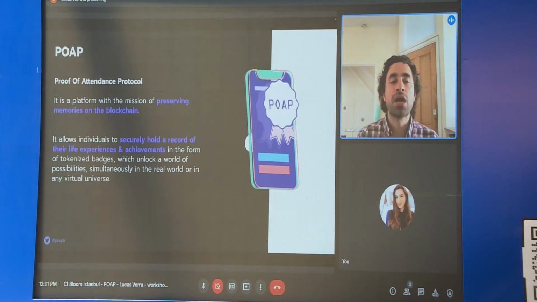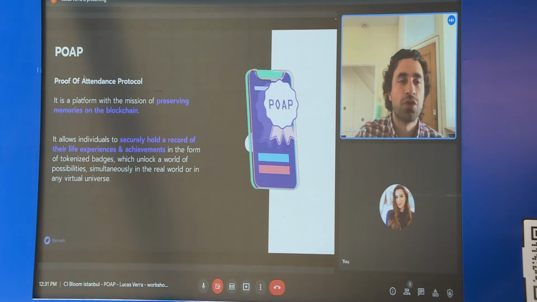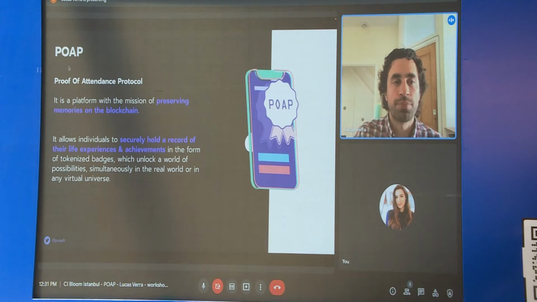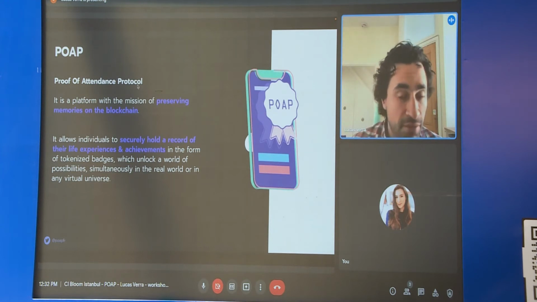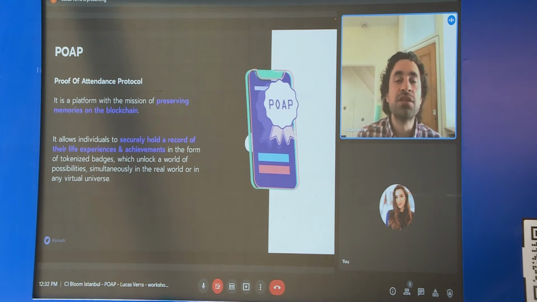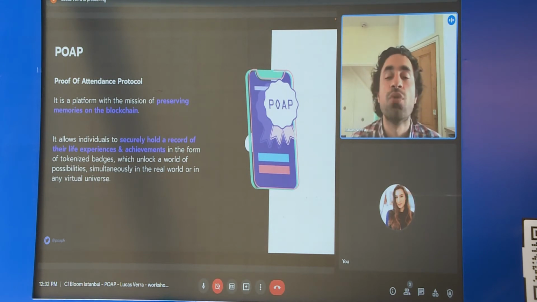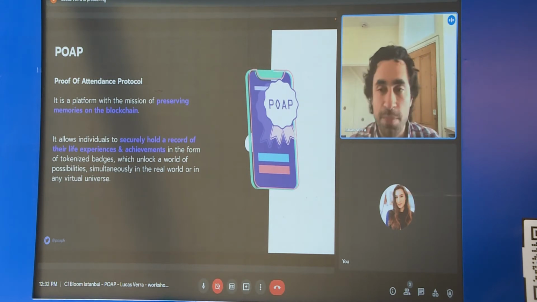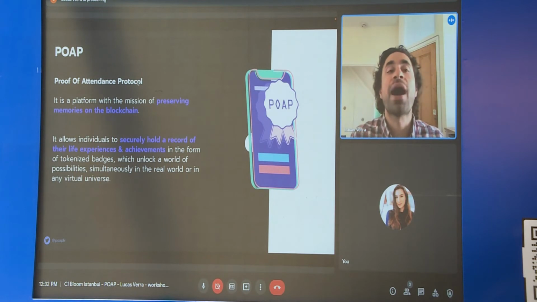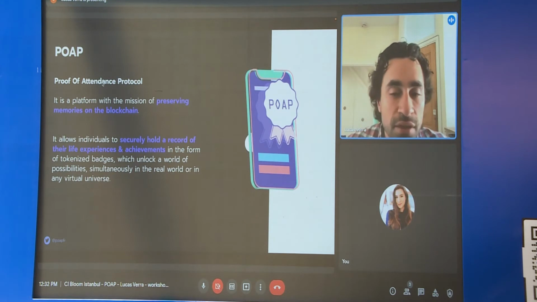Okay, now we talk a little bit about POAP. Again, that stands for Proof of Attendance Protocol. POAP, Proof of Attendance Protocol. So it's a POAP, and a POAP is what you will get at the end of this workshop. It's a digital certification that you've been in one event, that you have participated in one event, that you have attended one event. In this case, you are attending this workshop.